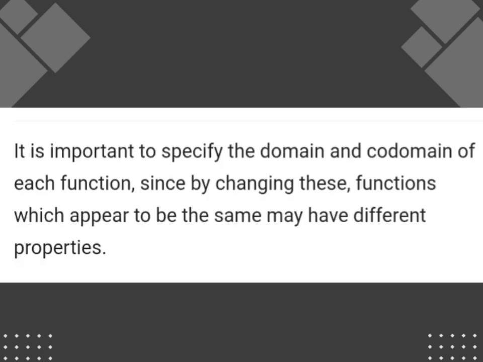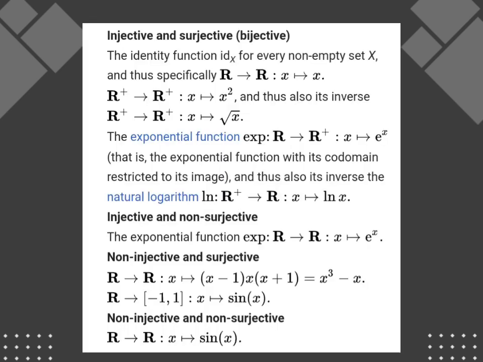It is important to specify the domain and codomain of each function, since by changing these, functions which appear to be the same may have different properties. You can see examples below. This is where injective and surjective is bijective. The identity function id_X for every non-empty set X, and thus specifically the exponential function, and also the inverse and the natural logarithm.